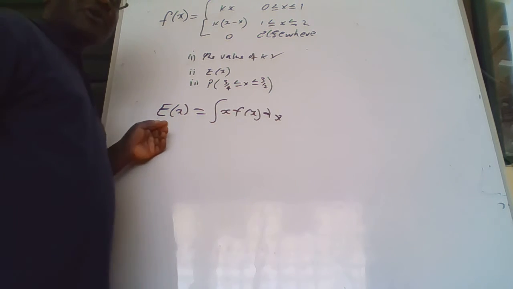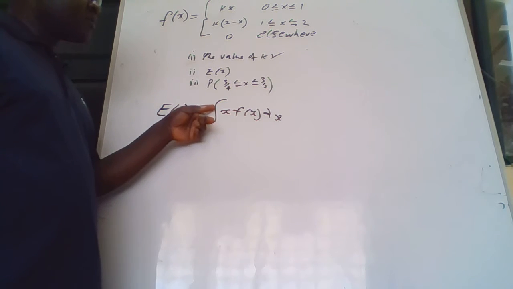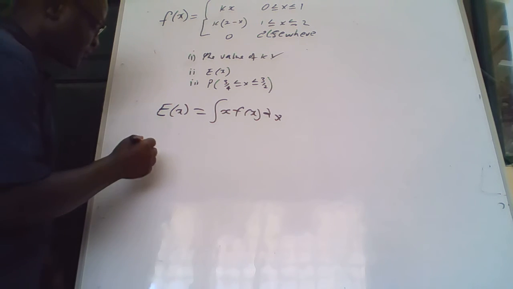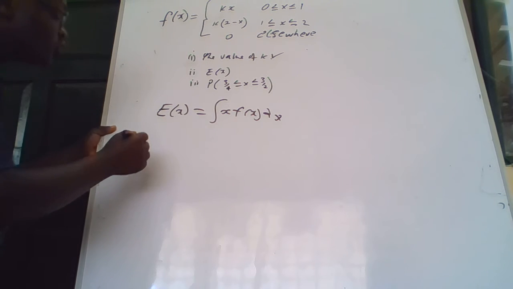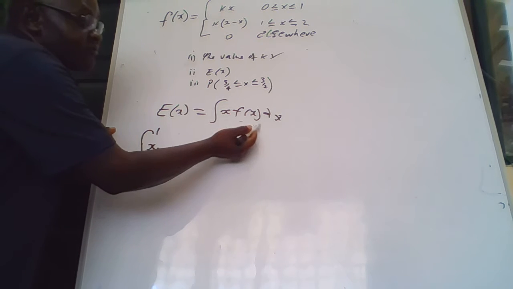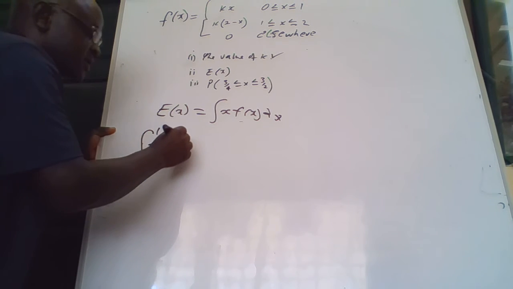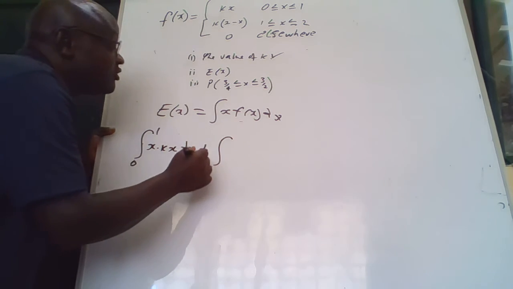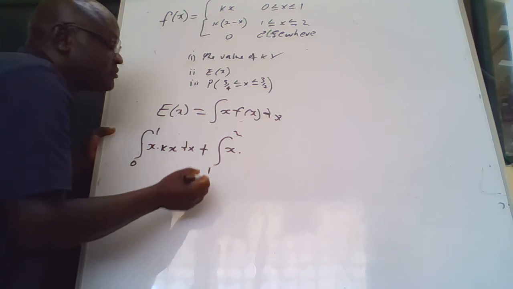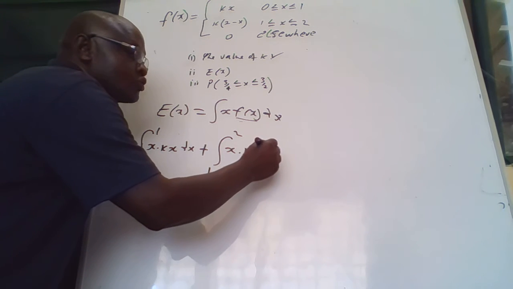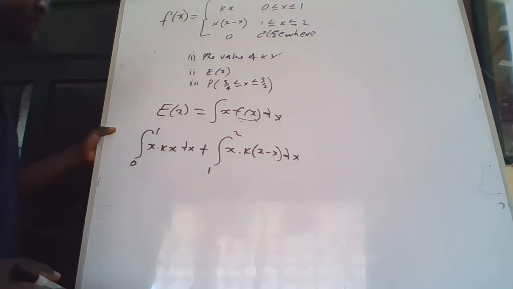Now, the mean of a probability density function is given by the integral of x times f of x dx. So we shall have the integral from 0 to 1 of x times f of x, which is kx dx, plus the second interval from 1 to 2, of x times f of x, which is k into 2 minus x dx.